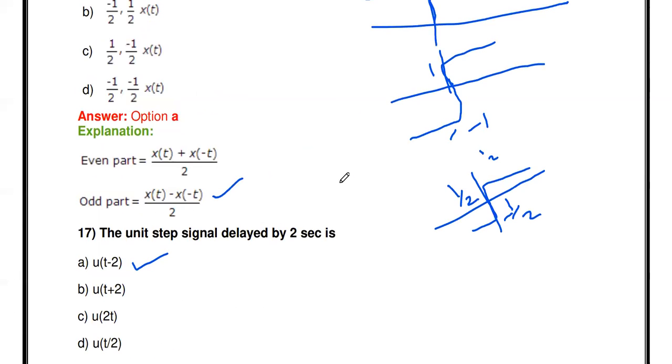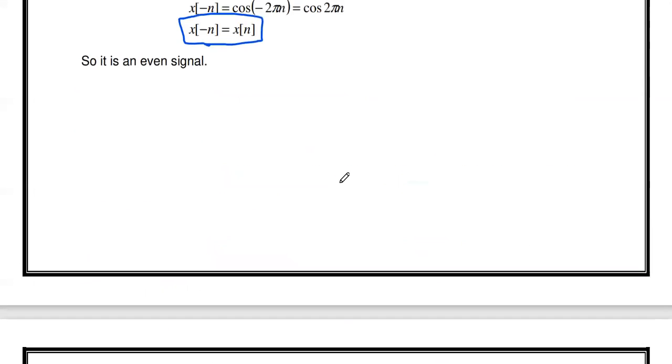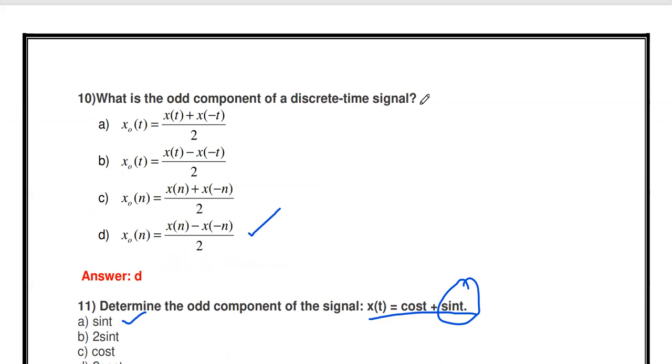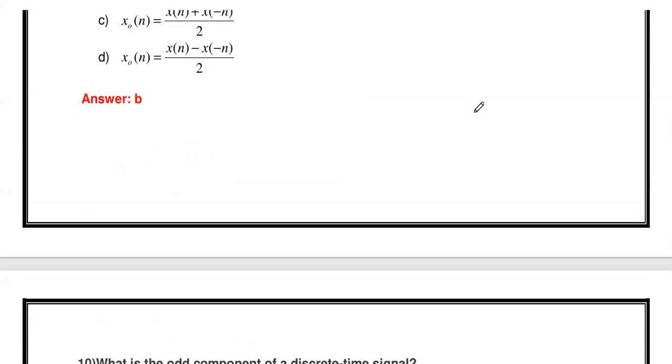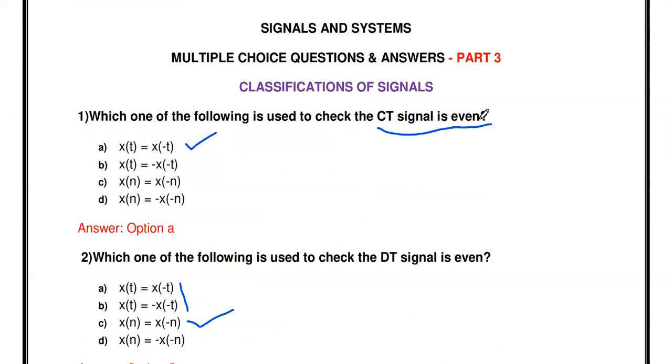Okay, so these questions are from the even and odd part. Just remember that examples of even signals are the rectangular pulse and the cosine waveform. For odd signals, the sinusoidal waveform and the signum function. Then the sinc pulse is an example of an even function. So these are all the things you just remember.